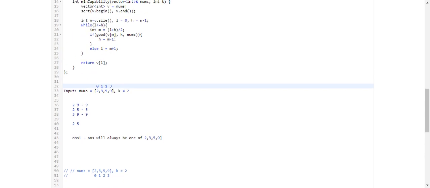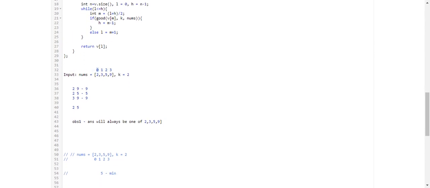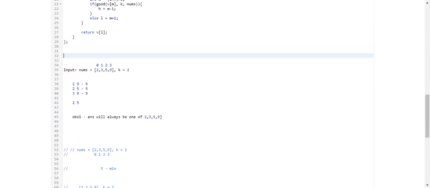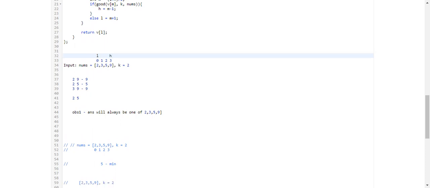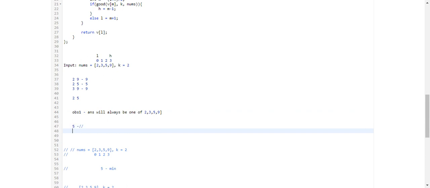So this is my low value and this is my high value, like how we do in binary search. Then for the mid value, you will try to find whether this 5 is good, whether 5 can be my answer. Yes, 5 can be my answer. Then you will try to minimize the value more. So you will ask, can 3 be my answer?